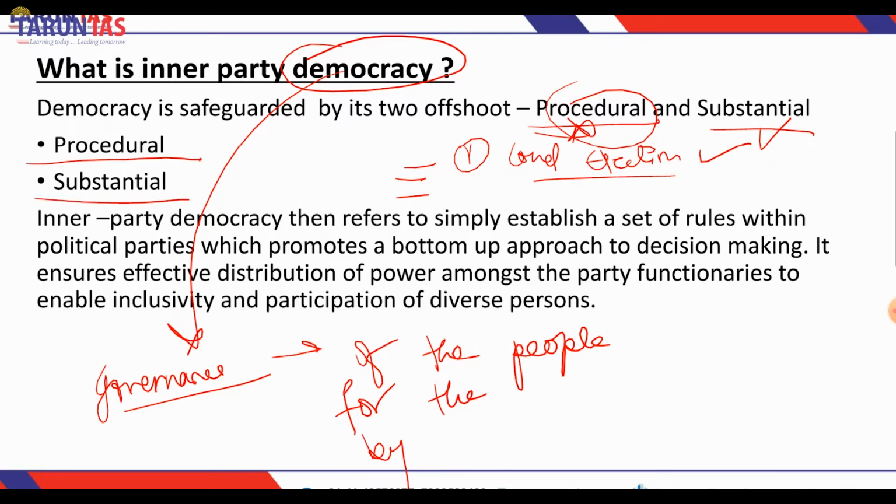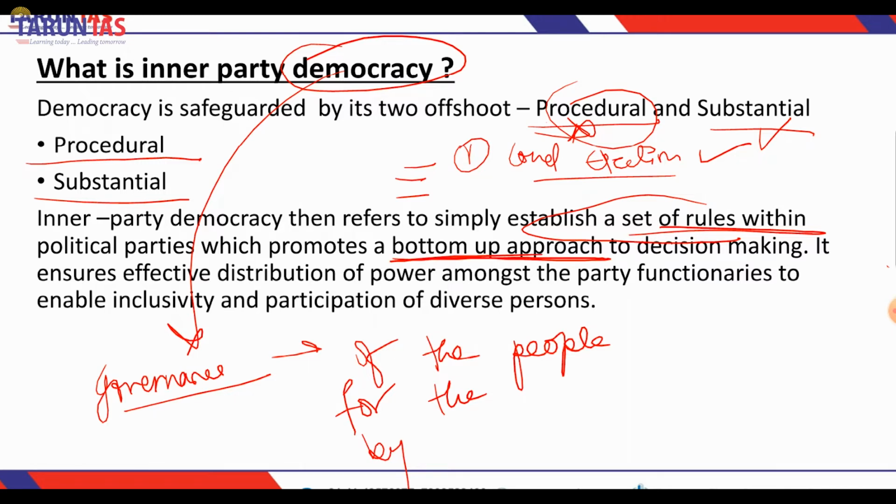And if I am to define inter-party democracy or inner party democracy, it basically refers to the set of rules within political parties which promotes a bottom-up approach to decision making. That means it ensures the effective distribution of power amongst functionaries to enable inclusivity and participation of diverse people. So inner party democracy simply means establishing a set of rules within the political parties which promotes a bottom-up approach.